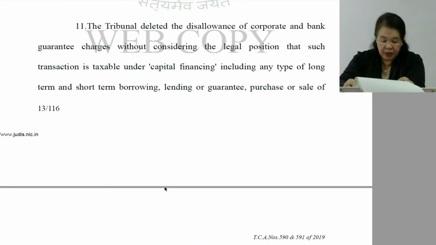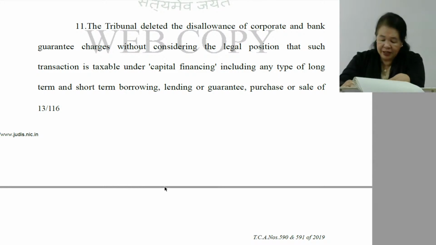Kita mo? Number 11, the tribunal deleted the disallowance of corporate and bank guarantee charges. Ito yung findings ng TPO, no, on corporate and bank charges. No? So, diniscuss din dito bakit na dinilit siya. No? Kasi doon sa tribunal, lahat ng findings ng TPO, inano nila ng transfer pricing officer, parang winalabisan nila, no? So, ni-review siya ng higher court.